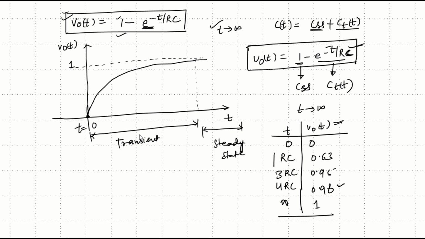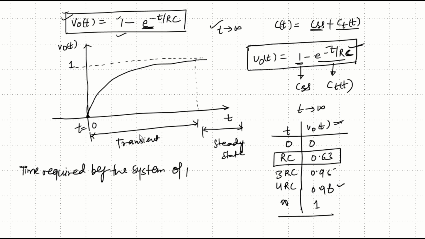So at t equal to RC, the output value is 0.63. Hence we can define the time constant from here. The time constant is the time required by the system output to reach 63% of its final value. The final value is 1, the final steady state value.